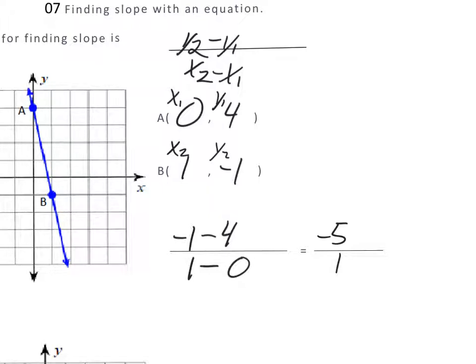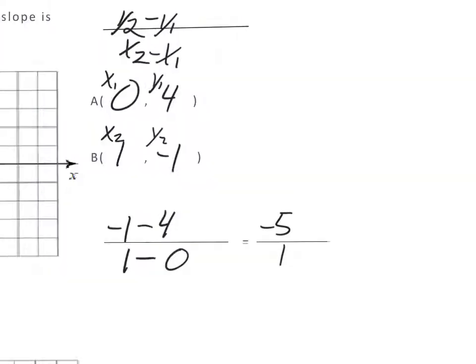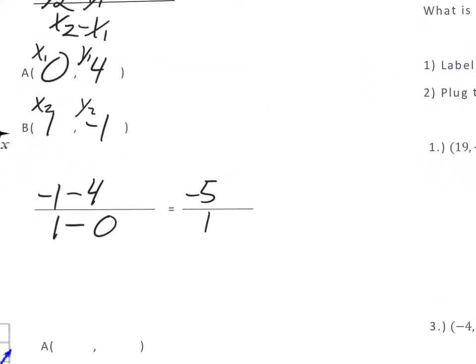Now you may be wondering, does it matter which one is x1, y1, or x2, y2? It does not. It just matters that you have them together. So x1 and y1 have to be from the same point. You can't mix and match them, but you can switch them around if you want.